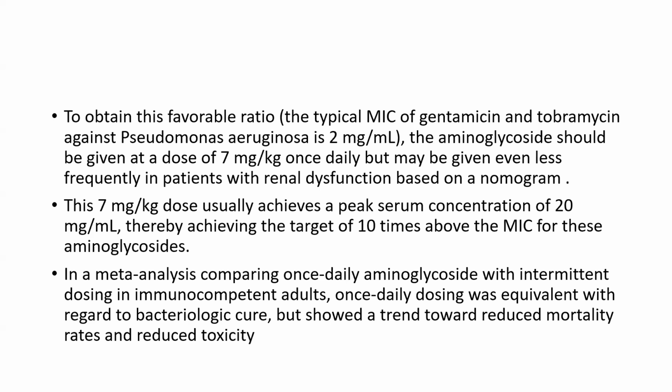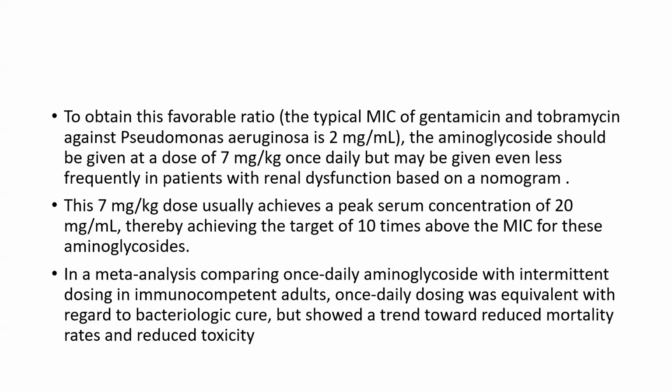To obtain this favorable ratio, the aminoglycoside should be given at a dose of 7 mg per kg once daily, but may be given even less frequently in patients with renal dysfunction. This 7 mg per kg dose usually achieves a peak serum concentration of 20 mg per ml, thereby achieving the target of 10 times above the MIC for this aminoglycoside.